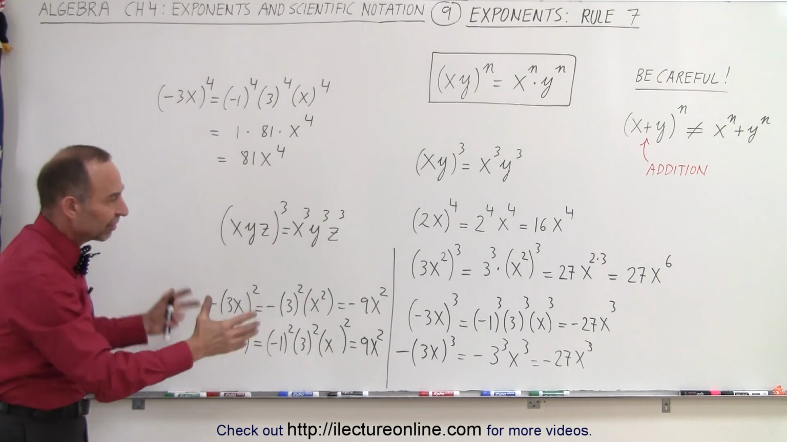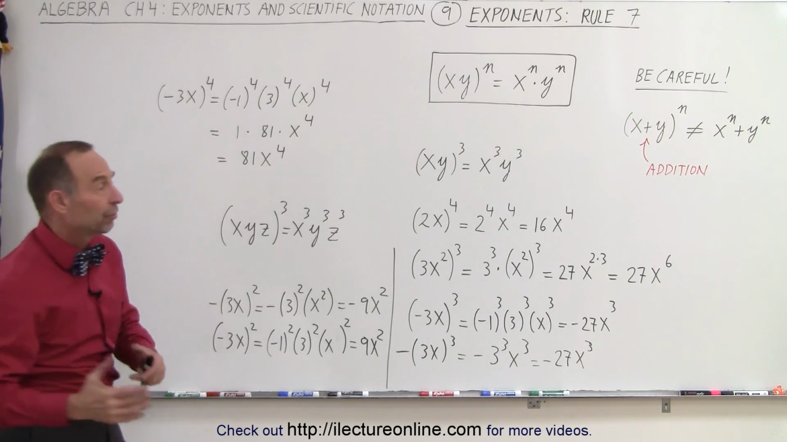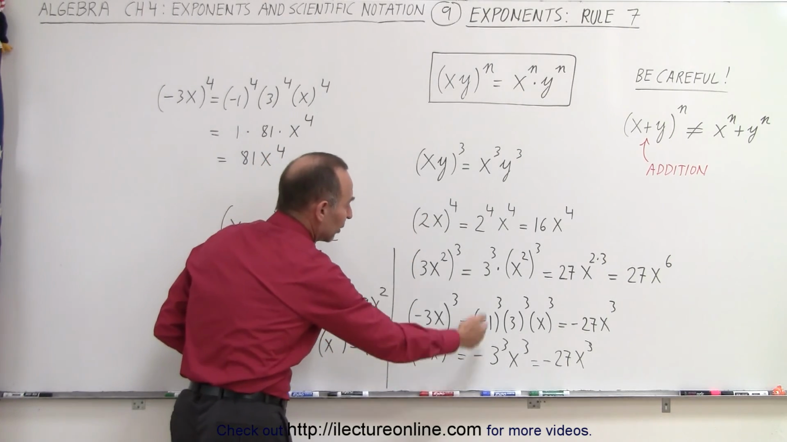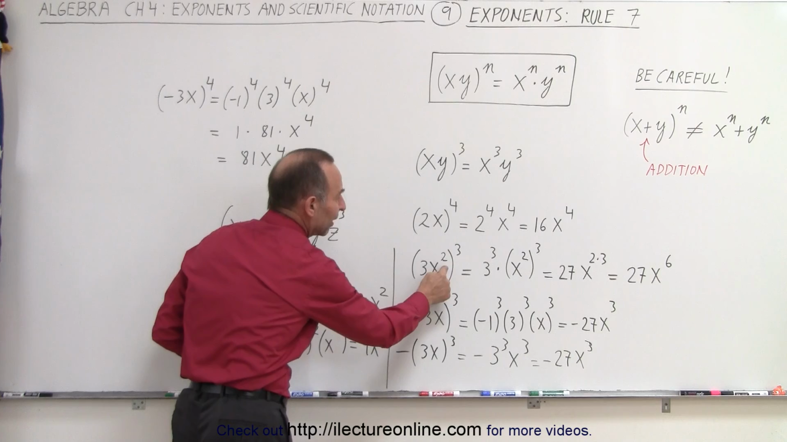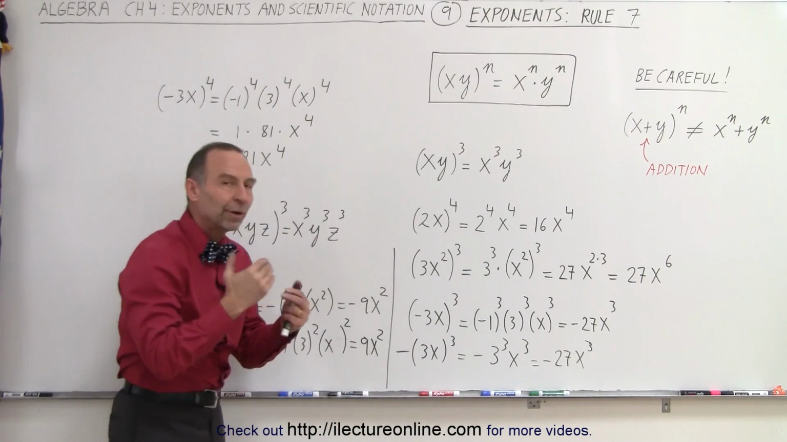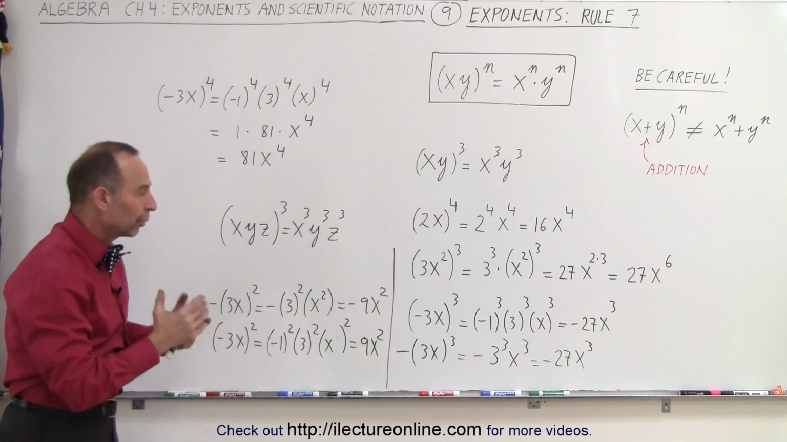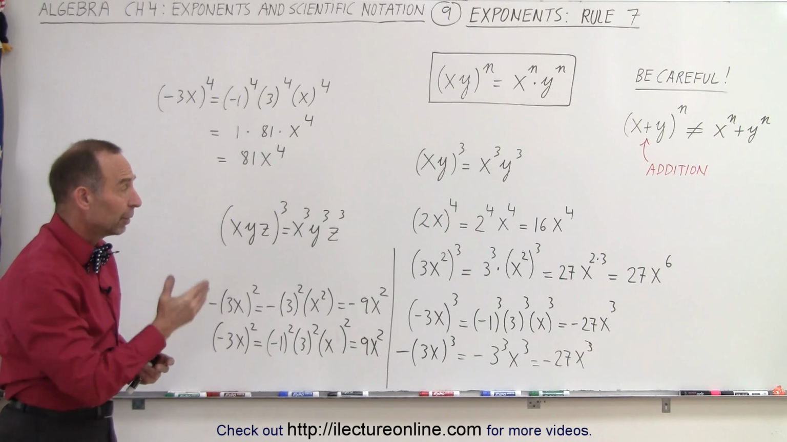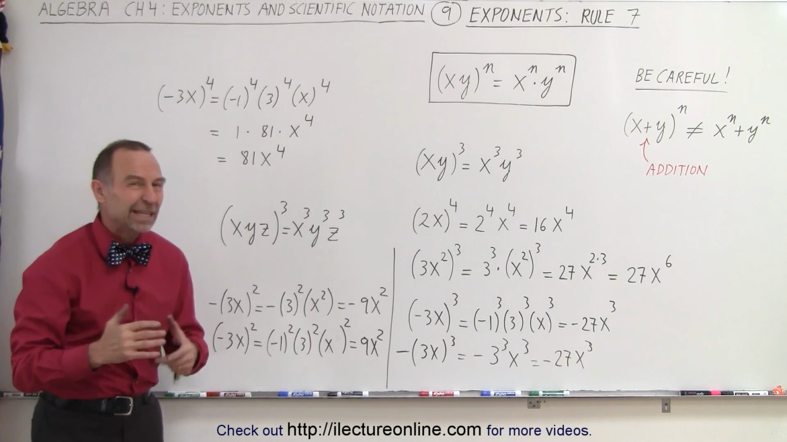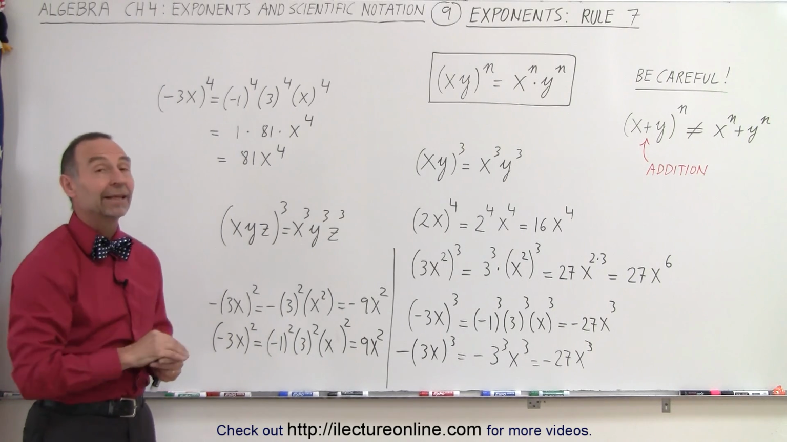So hopefully with these examples you can see that the rule is very simple, but sometimes when it deals with negative signs or exponents inside the parentheses, you do have to use some of those other rules in order to get the right answer. But now this rule should be fairly easy to follow at this point, and that is how it's done.